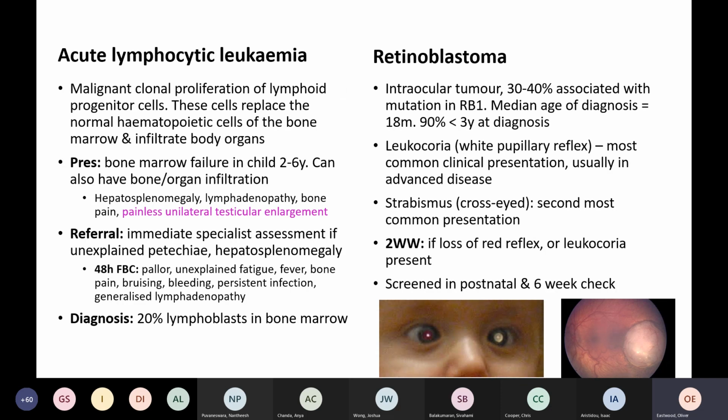Then retinoblastoma. The main things you need to recognize are a loss of the red reflex of the eye, or a white reflex, which is also called leukocoria. They need to go straight to ophthalmology urgently. They should be screened at their newborn assessment at a few days of life and at 6 weeks. And then you've also got your ALL. This is a leukemia usually seen in kids, and pretty young children at that. And just like AML, it is diagnosed when you've got 20% blasts, but here it's lymphoblasts in the bone marrow.